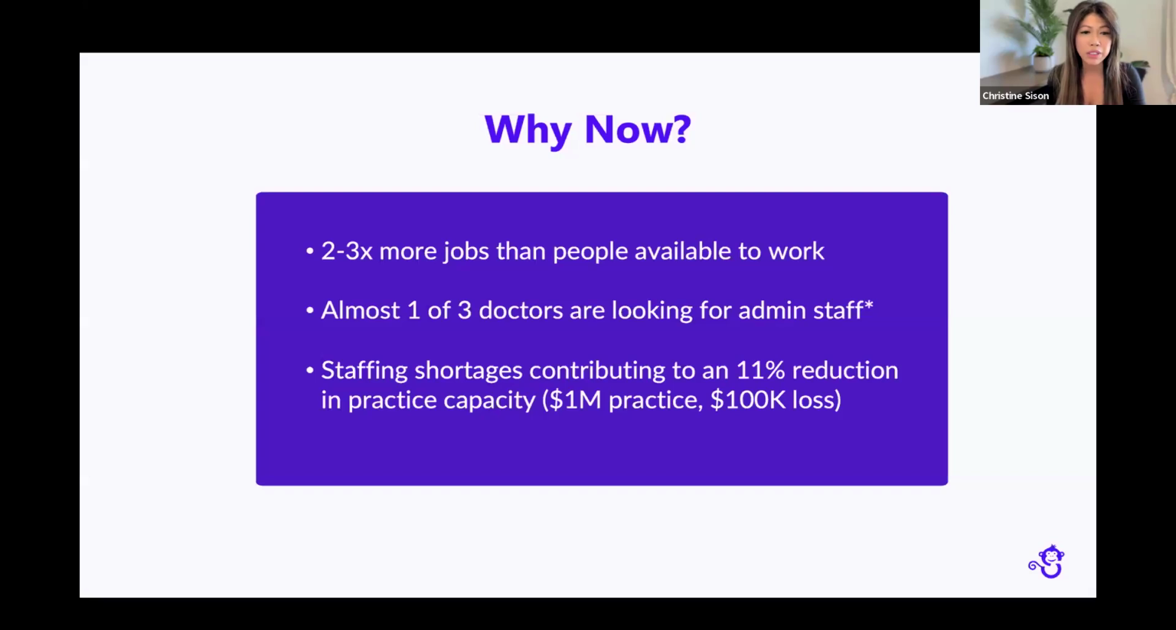If you're looking for front office staff, you're certainly not alone. The ADA said 1 out of 3 doctors are looking for admin staff. And boy, is it fluid. Even when you get somebody, traditionally people would stay 3 years, and now it's closer to 2 years and some even less, some 6 months. And that front office is very fluid.